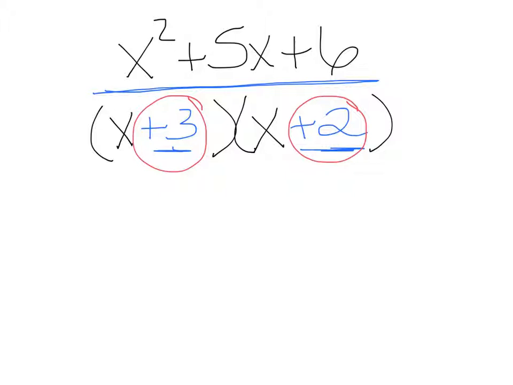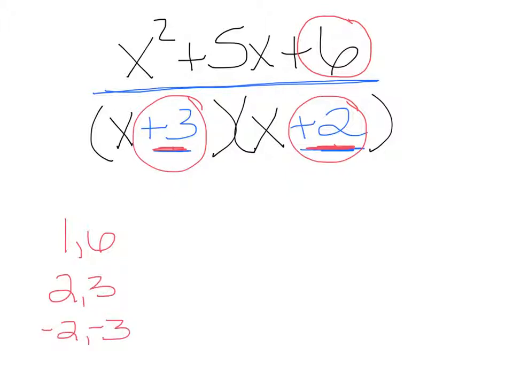Remember that we said this 6 comes from the product of the last two terms. So we would need numbers that multiply together to give us 6. Well, some ideas would be 1 and 6. That multiplies together to give us 6. 2 and 3. And -2 and -3.